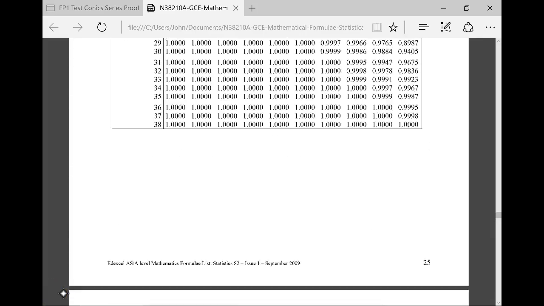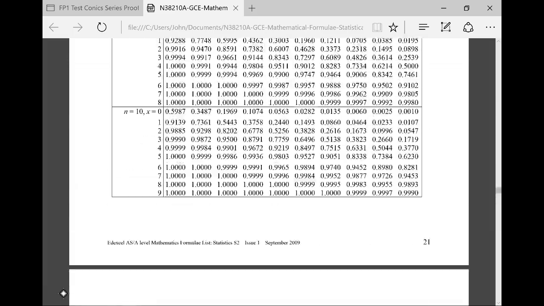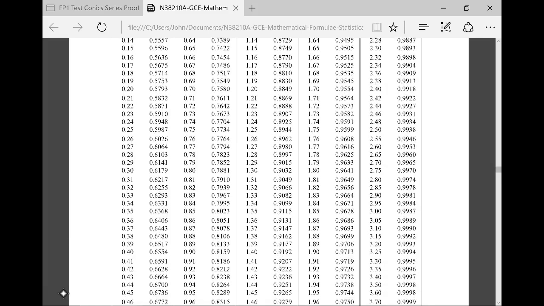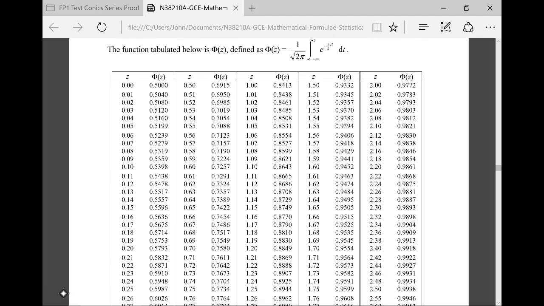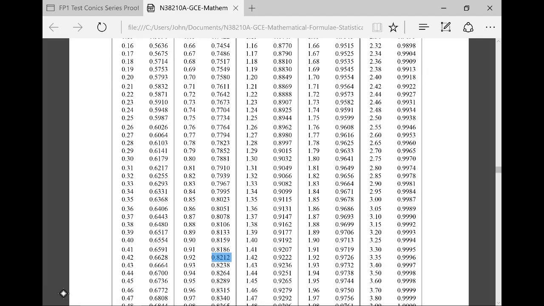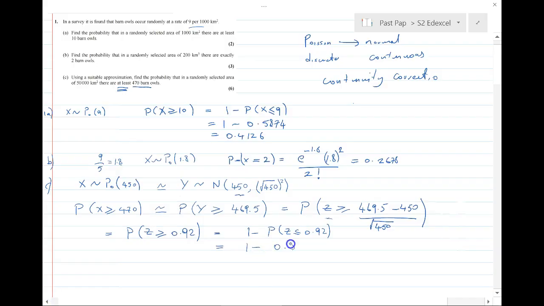Anyway, let's go to the tables to look for this number. Remembering that the S1 formulae, because we do normal distribution in S1 with Edexcel, so we need to scroll back to, there we go, 0.92. Here it is. So the actual Φ value we've got is 0.8212. So let's return back. That's 1 minus 0.8212, which comes to 0.1788, or anything which rounds to 0.179, which is what the mark scheme says. I do find that with tables they seem to be happy with four significant figures, because the tables are given to 4 significant figures. Anyway, let's move on to question 2.